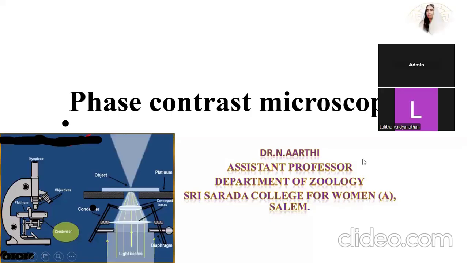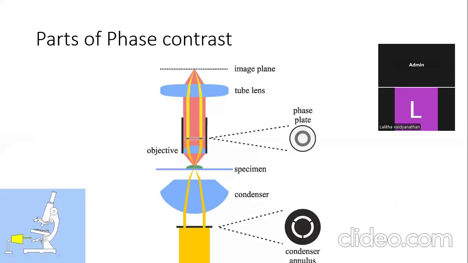So you can see the parts of the microscope first. As I said, nothing new; it is there already, what we have discussed about the different types of microscope. The two main parts which make the difference are the phase plate and the condenser annulus. These two are the important parts included in light microscopy, which make the huge difference and give what we call the phase contrast microscope.